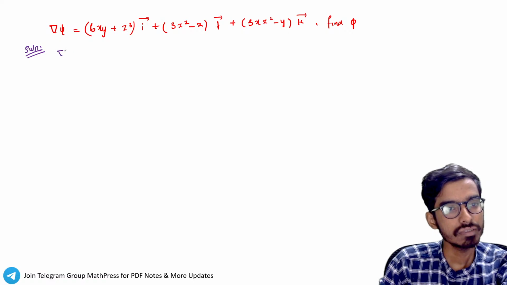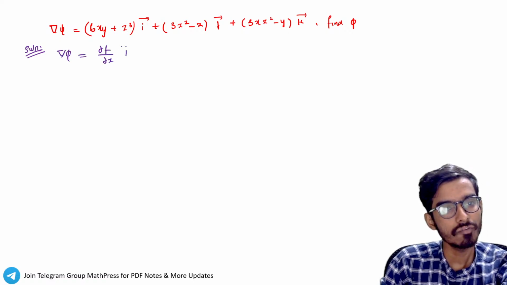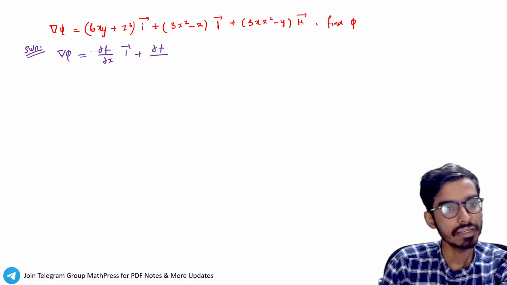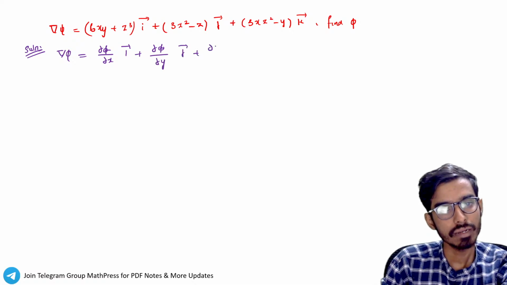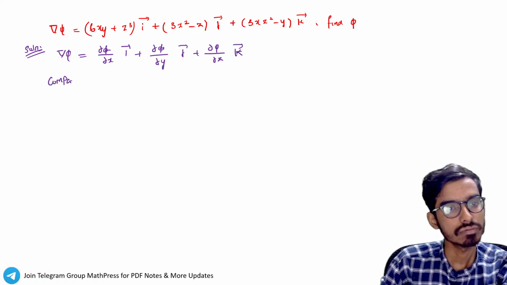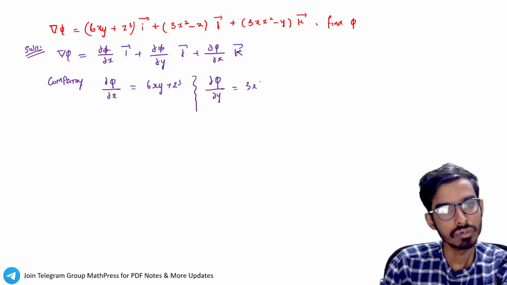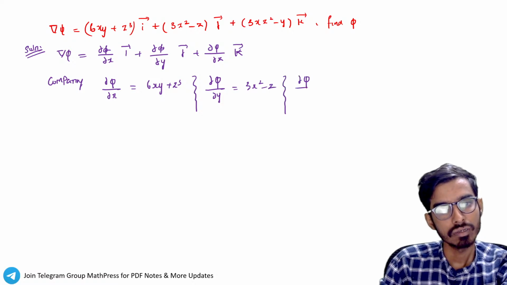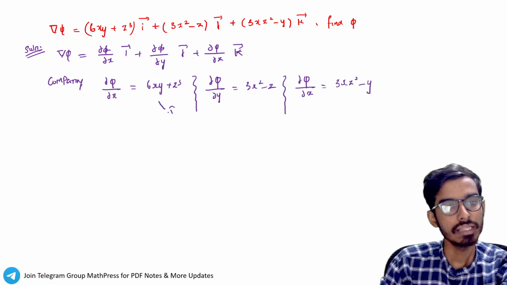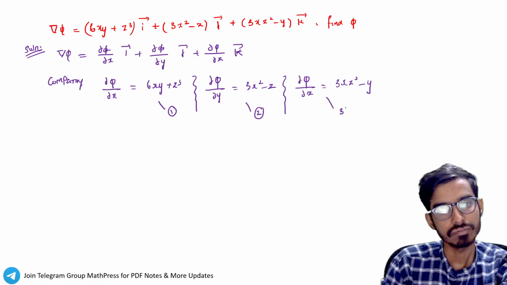We know that del phi is dou phi by dou x i vector, because we are using phi here, dou phi by dou y j vector, dou phi by dou z into k vector. So comparing, we have dou phi by dou x equal to 6xy plus z cube, dou phi by dou y equal to 3x square minus z, and dou phi by dou z equal to 3x z square minus y. Call this as 1, call this as 2, call this as 3.